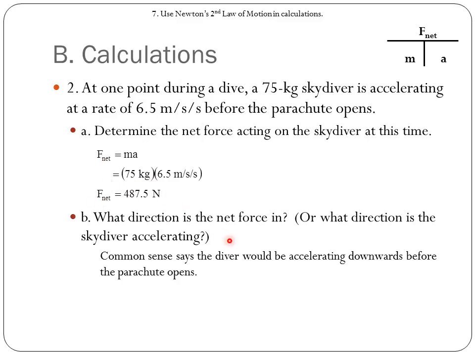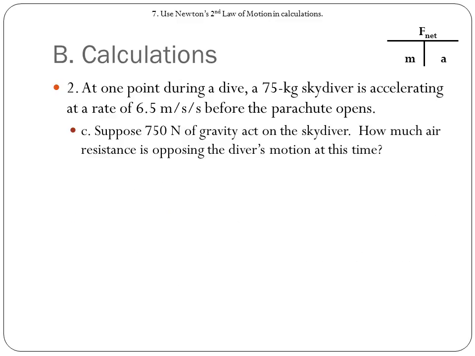Now that is important here for our next question. Next question being, suppose 750 newtons of gravity act on the skydiver. How much air resistance is opposing the diver's motion at this time? So what we're asked is to specifically find a particular force, in this case the air resistance.